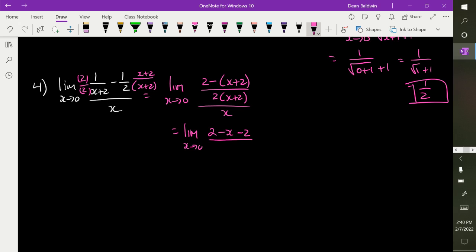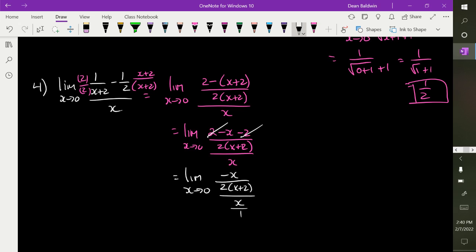Minus x minus 2, over x. So clearly the 2's are going to go away. I end up with negative x over 2 times x plus 2, and it's all over x. Now that's like over x over 1, so you're going to flip the denominator. And then you can see these x's cancel. The negative does not cancel. And I'm left with this.